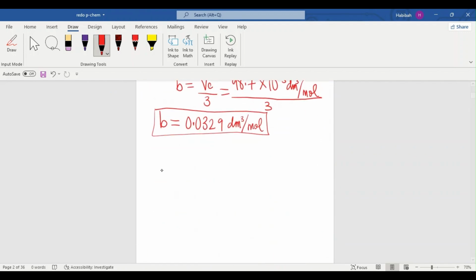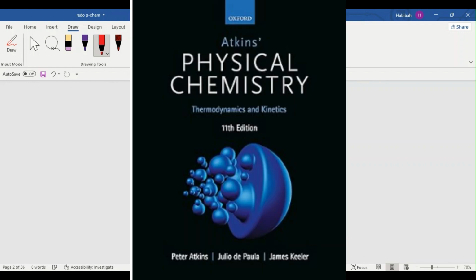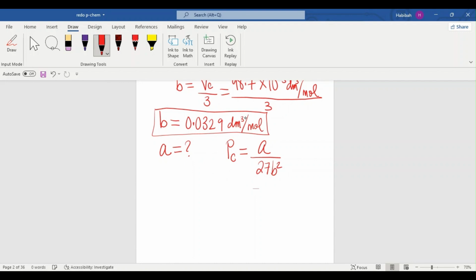To get the A, we have to use another piece of information, which is the critical pressure. The formula for critical pressure for a van der Waals gas is A divided by 27B squared. All of this information is in the physical chemistry Atkins textbook, and also the way it's been derived. So this is the formula we're going to use: PC is equal to A divided by 27B squared.